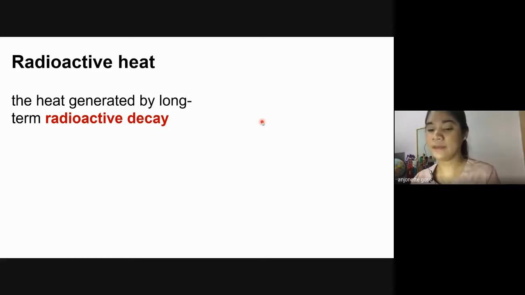Mayroon ba kayong mga alam na radioactive elements? Okay, I would give you one. One example is uranium. Uranium is said to be a radioactive element. Ano pa kaya? Pag tumingin kayo sa periodic table, mag-search kayo sa Google, we have plutonium, titanium, einsteinium, and so on. So those are the radioactive elements.